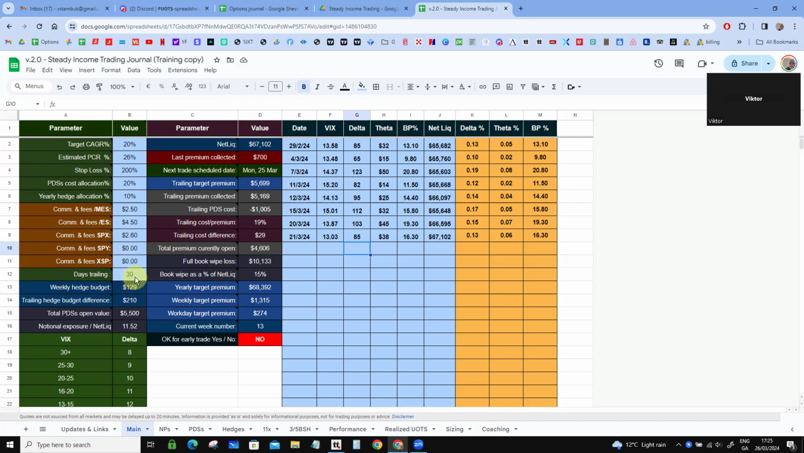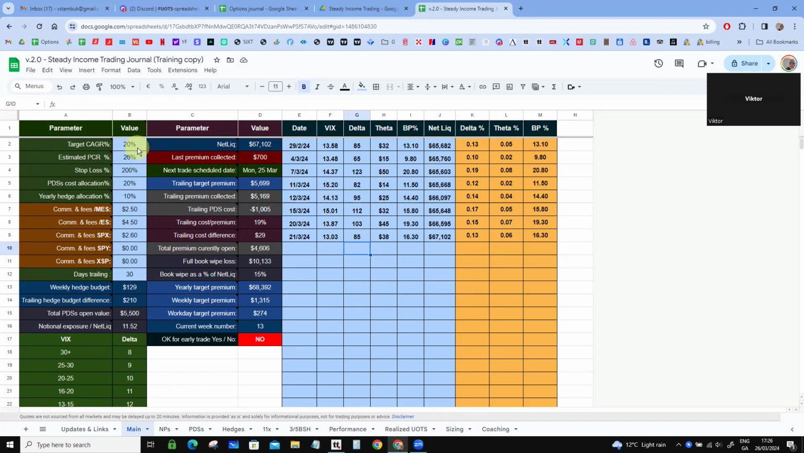Days trailing. We want to be able to quickly take a glance at the previous period, whether 30 days, 20 days, or 7 days, and we can quickly change the number here. I'll show you what happens when you do that. By default, it's 30 days. 30 days is a good number, probably a month. This is also the average time it takes for a naked put to be closed for a profit when everything goes fine. But you can use this to quickly check yourself: are you going in line with what you should be targeting in order to achieve your CAGR over time?